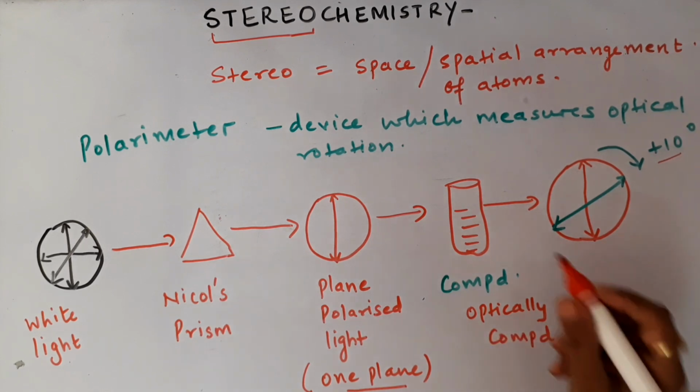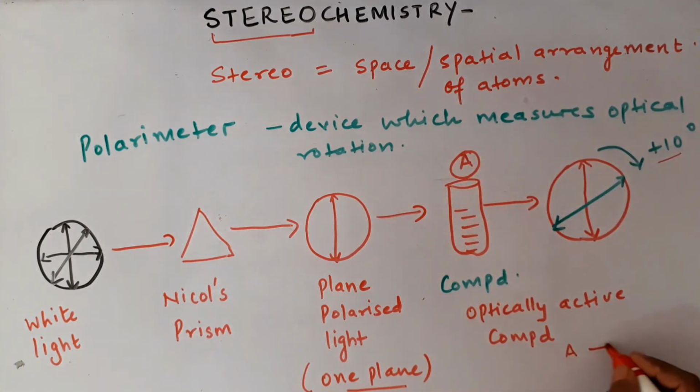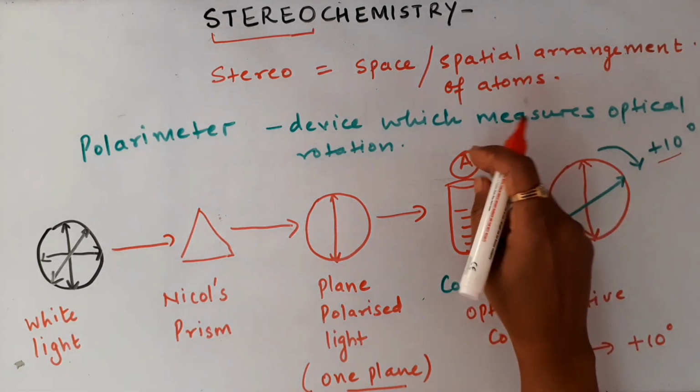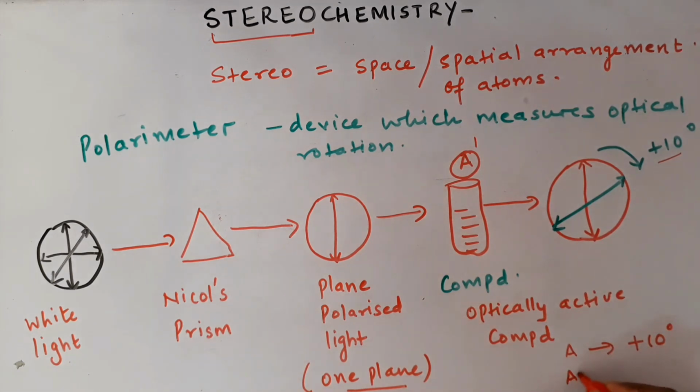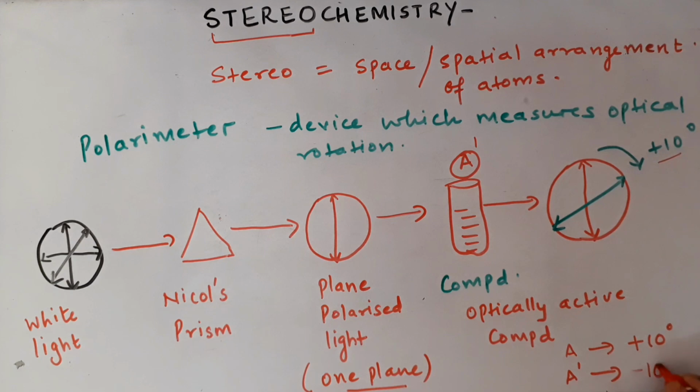Let us say I had taken the compound A in this test tube. So A is going to have an optical rotation of plus 10 degrees, and in the similar manner, if I replace this compound by its mirror image, that is A dash, what we will find is that it is going to rotate the plane polarized light by minus 10 degrees. So this is what we find, that the two enantiomers are going to have the same magnitude of optical rotation but opposite signs. One is going to be rotating the light in the clockwise direction and the other is going to rotate the light in the anti-clockwise direction.